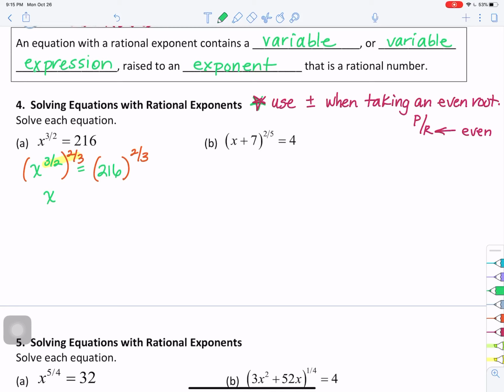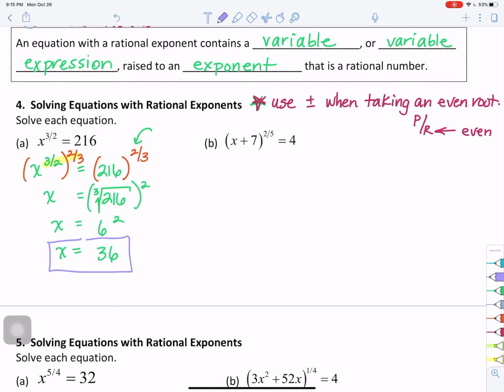Okay, so let's go ahead and see what we have here. Power over root. So our power is 2, our root is 3. That is an odd root. We do not need to use a plus or minus when we took that root. We have 216, and we have that cube root, and then we're going to square it. The power is 2, the root is 3. If you look that up, the cube root of 216 is 6, and then of course 6 squared is 36.